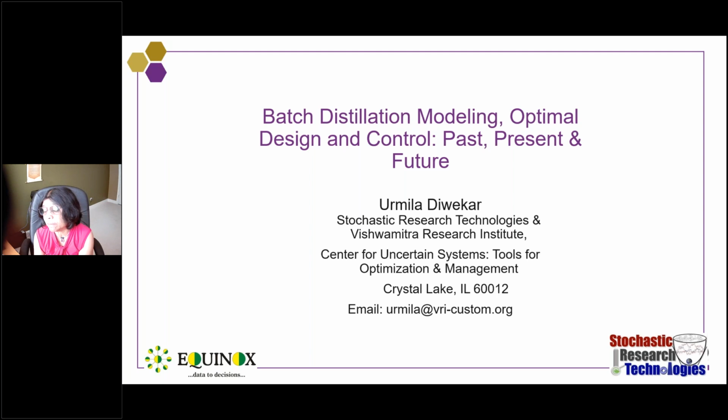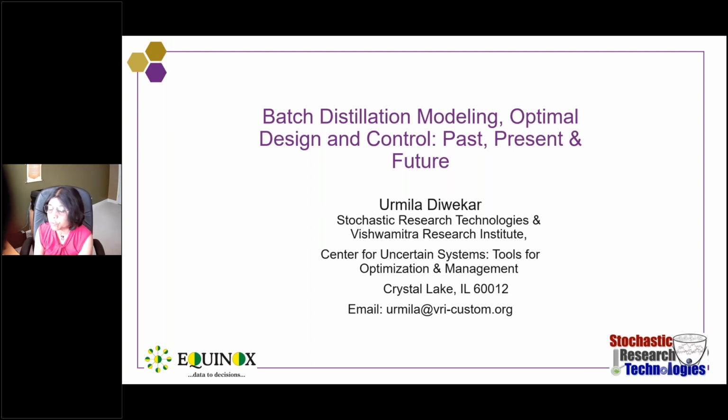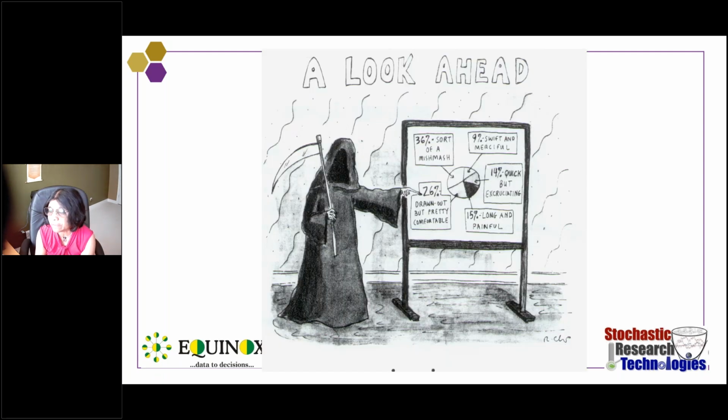I am the president of Vishwamitra Research Institute, and Center for Uncertain Systems, Tools for Optimization and Management. I concentrated more on uncertainties because in some ways life is uncertain. I was telling my husband, who is a physician, that I want to work on this. He told me, oh, there is nothing uncertain, because in life, everybody dies sometime. So I showed him this cartoon saying that after death also, you don't know what you're going to get. This is, I think, in hell, and essentially there is a different probability of getting different punishment. So even after life there would be uncertainty.